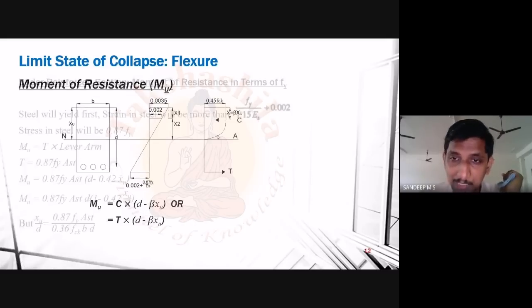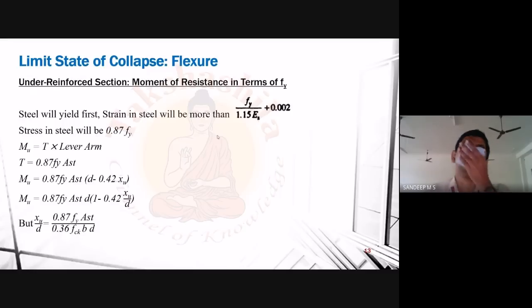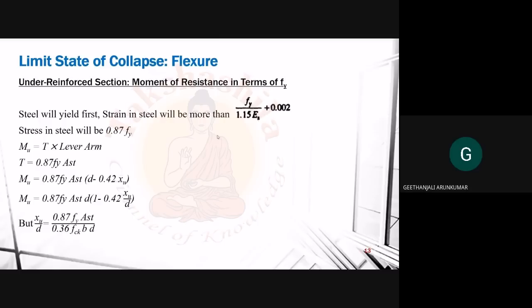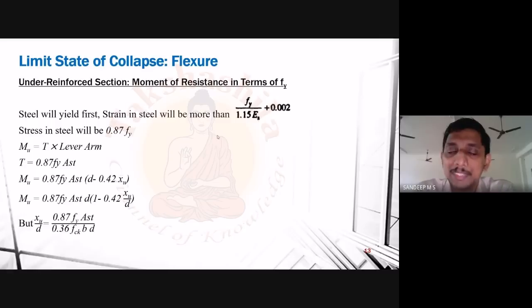Now let's take each case one by one. So let's start with the most acceptable type of section, that is the under reinforced section. Why is this section preferred? What is the reason for that? Why do we always prefer the under reinforced section? I think I have already explained that in the class. Can anyone tell me why we always go for the under reinforced section? We prefer the failure of steel before concrete. Yeah, why do we prefer that?